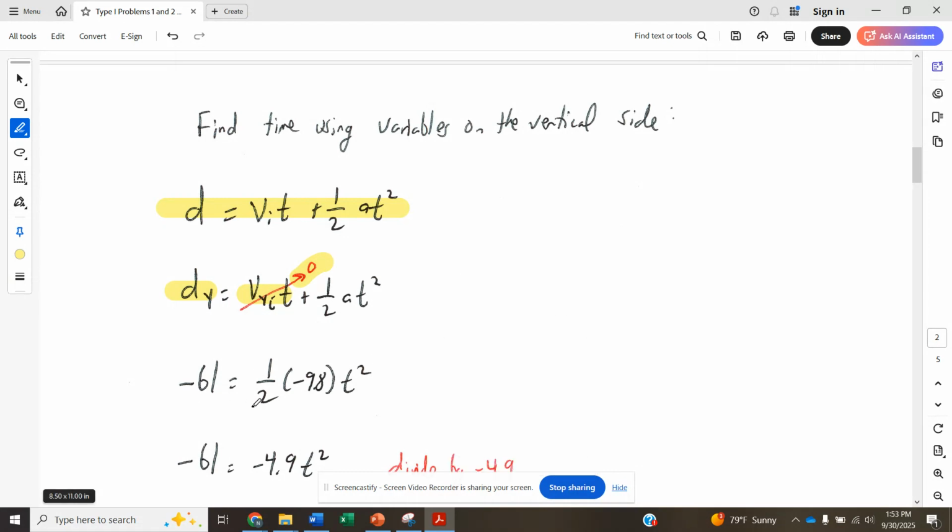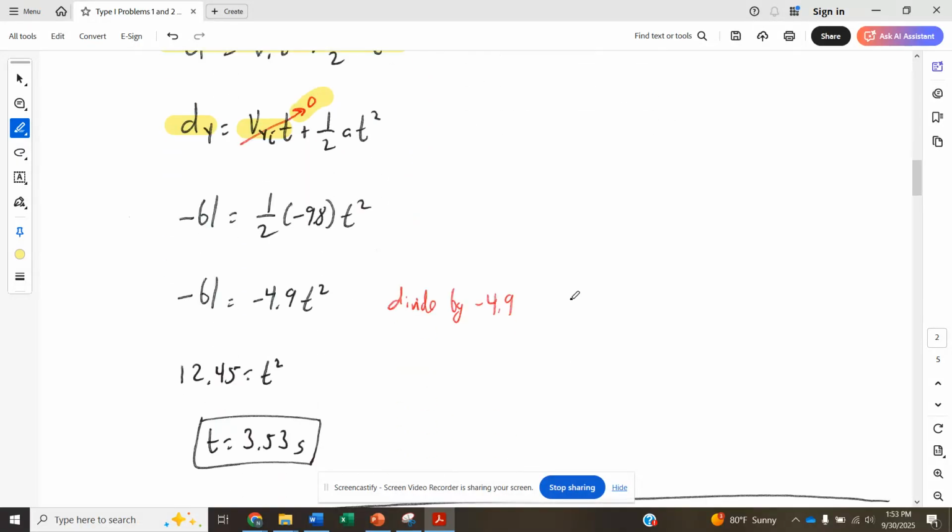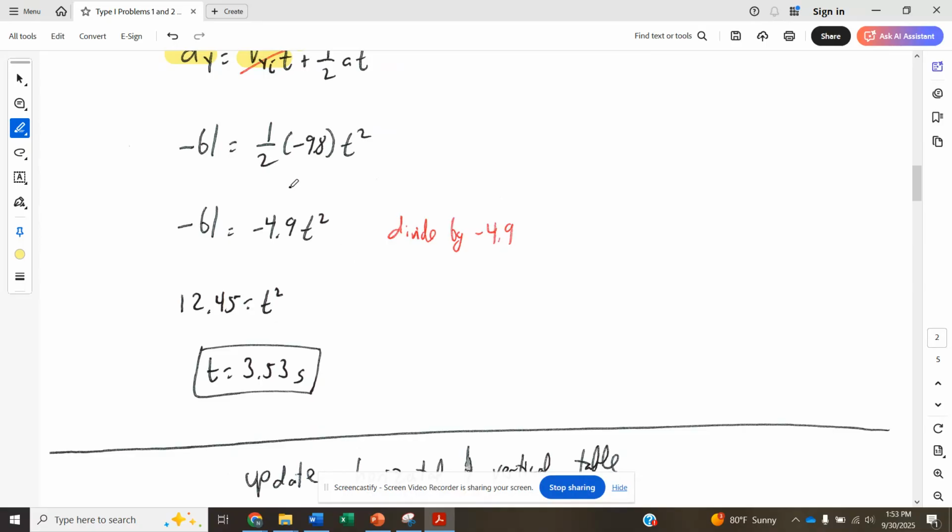From there, you can go ahead and plug in the numbers from the vertical side of the table. Take a moment to solve algebraically for time. So you'll have to multiply the 1/2 by negative 9.8 to get negative 4.9. Then you'll divide both sides by negative 4.9 to get 12.45 equals t squared. And you'll finally take a square root to get a time value of 3.53 seconds.